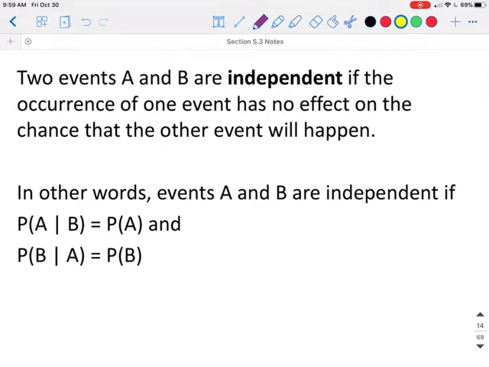Two events A and B are independent if the occurrence of one event has no effect on the chance of the other event happening. In other words, events A and B are independent if the probability of event A given event B is equal to the probability of event A, and if the probability of event B given A is still equal to the probability of event B.